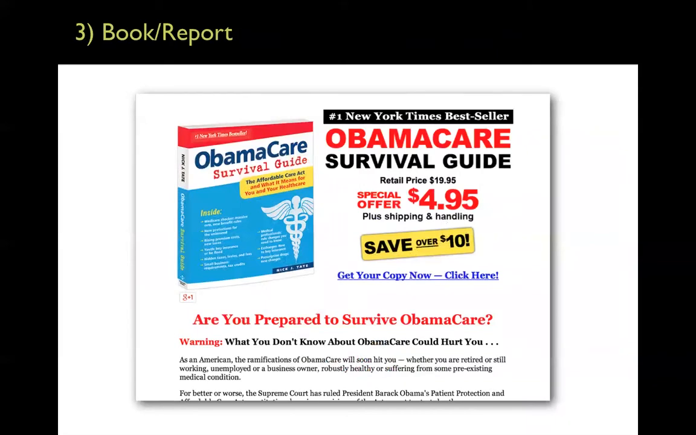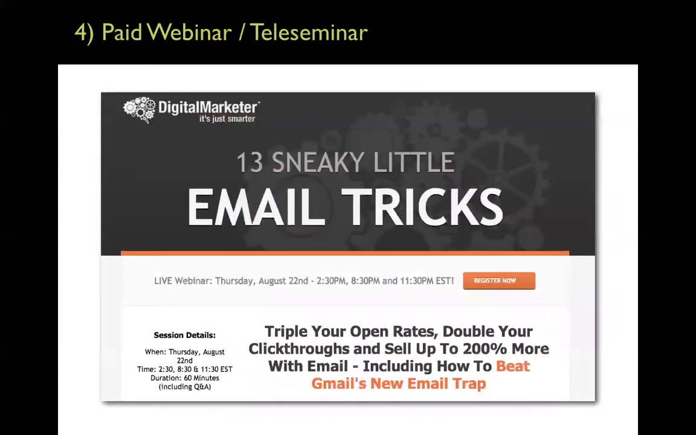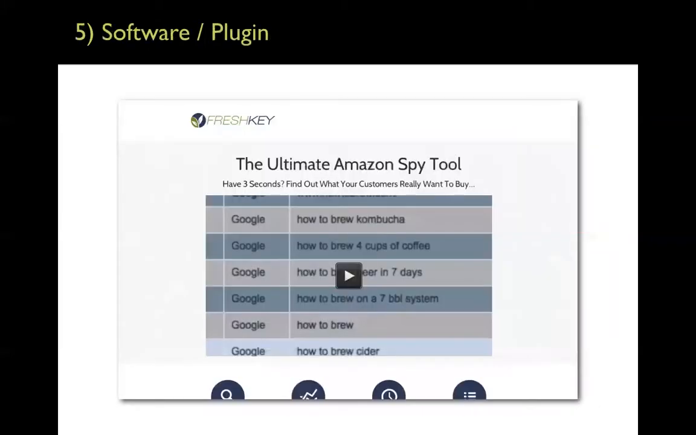A book or a free report, right? Here we have the Obamacare Survival Guide for $4.95, and you can see as a tripwire it's being sold for $5 instead of the retail price of $20. So you're saving over $10, right? A paid webinar or teleseminar. These are really awesome. I love doing webinars because I can repurpose them and make them evergreen. If you don't know what evergreen means, I can always get people to see my webinar trainings. I get to repurpose them and they can see them as though they were brand new.